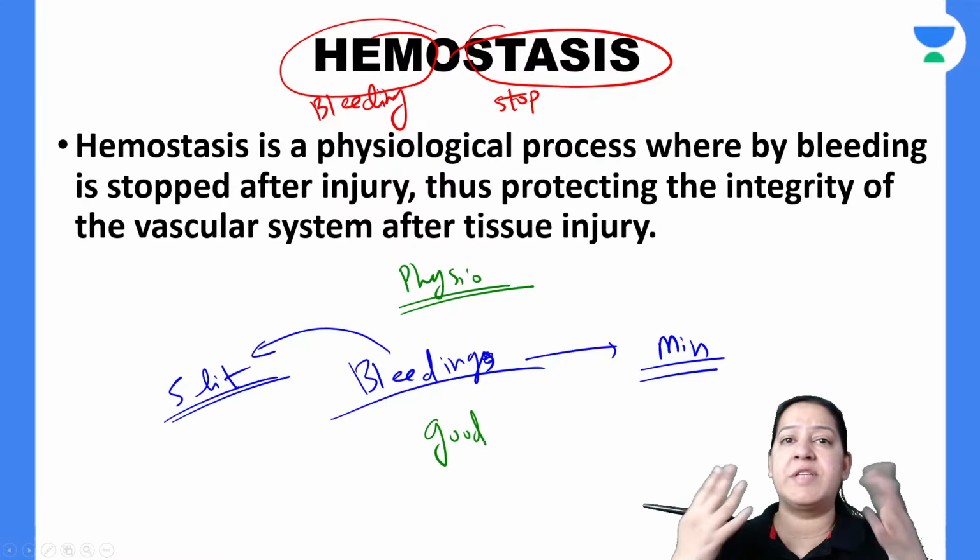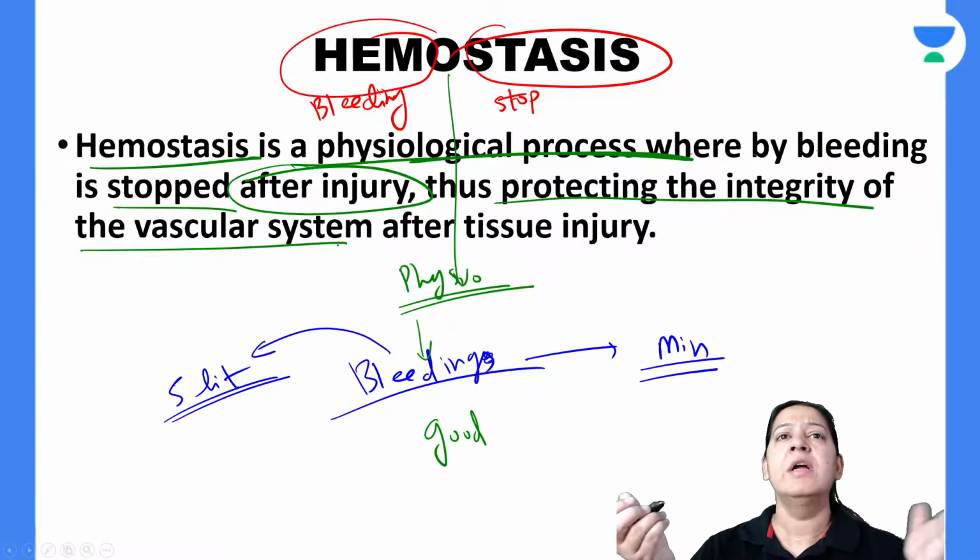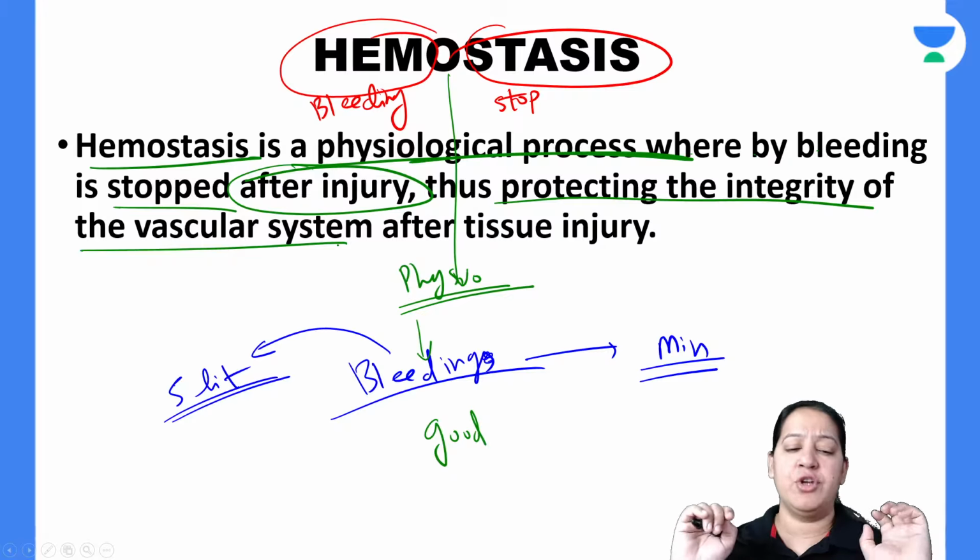It is not a disease. It is a physiological process whereby bleeding is stopped. We are stopping the bleeding after injury. So whenever we have injury at any part of the body, the bleeding is stopped by hemostasis. Thus, it protects the integrity of the vascular system. So if bleeding is stopped, then we are maintaining the integrity of the vascular system. If bleeding is not stopped, we will continue to bleed and the person can die, right, after the injury. So that is the definition of hemostasis.